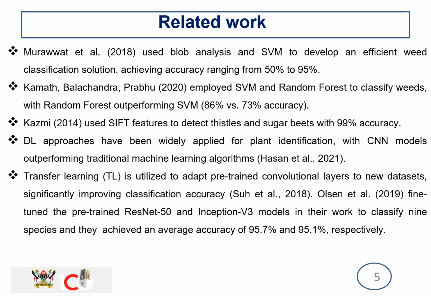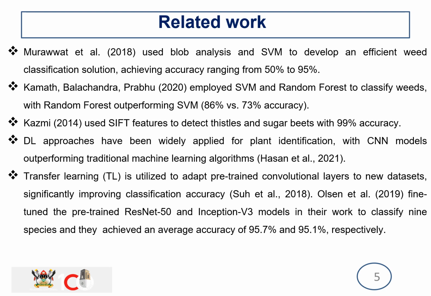Kamaz, Balachandra, and Prabhu in 2020 employed SVM and random forest to classify wheats, with random forest performing better with 86% and 73% accuracy for SVM. Those are the local machine learning algorithms. One of them has also been employed here, the naive base. CASMI in 2014 used SIP features to detect thresholds and sugar beets with 99% accuracy. See how things are playing.